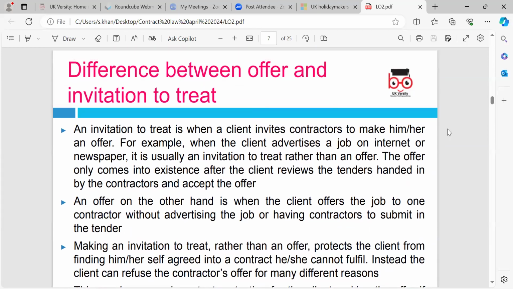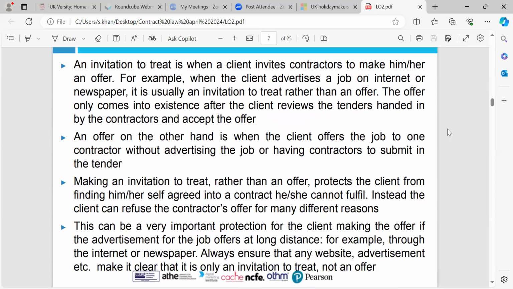So if we're looking at a difference between the offer and an invitation to treat, an invitation to treat is when a client invites contractors to make him or her an offer. For example, when the client advertises a job on the internet or newspaper, it's necessarily an invitation to treat rather than an offer. Like we mentioned, the auctioneer advertises something solely to attract bidders, and that's an invitation to treat. The offer only comes into existence after the client reviews the tenders handed in by the contractors and accepts the offer. An offer, on the other hand, is when the client offers the job to one contractor without advertising the job or having contractors submit a tender.